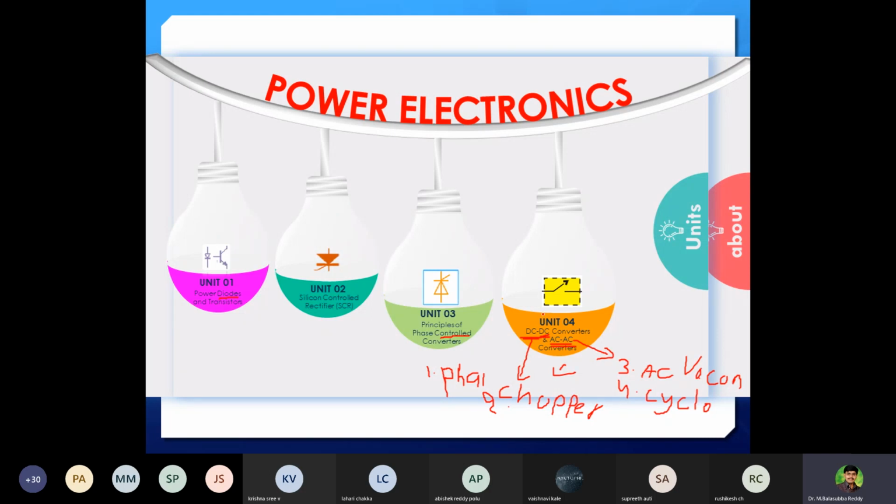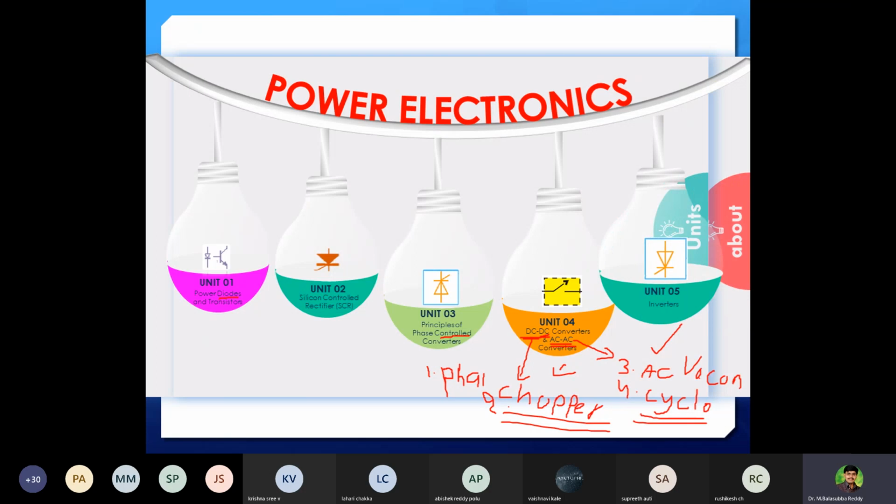Now this is under the fourth unit. So what is it? A chopper, an AC voltage controller and a cycloconverter. Chopper gives fixed DC to variable DC. AC voltage controller converts fixed AC to variable AC with constant frequency. And cycloconverter is fixed AC to variable AC with variable frequency. So this is the cycloconverter.